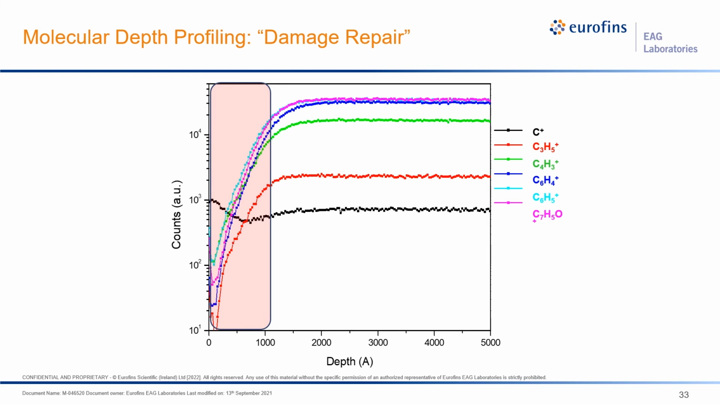So this is illustrating something that's not very easy to accomplish with beams such as cesium, oxygen, or just straight argon, because they induce damage in soft materials, whereas the cluster beam does not. And there's another example of that right now.